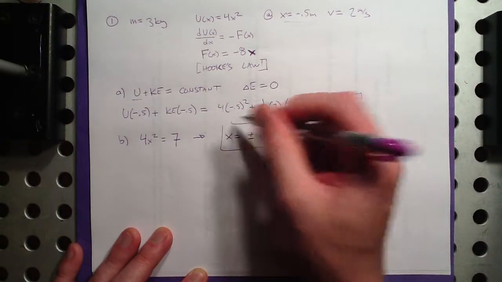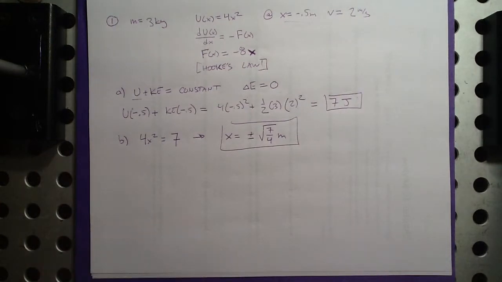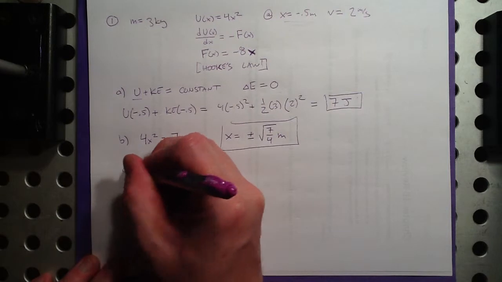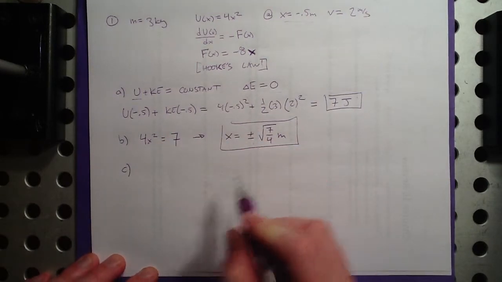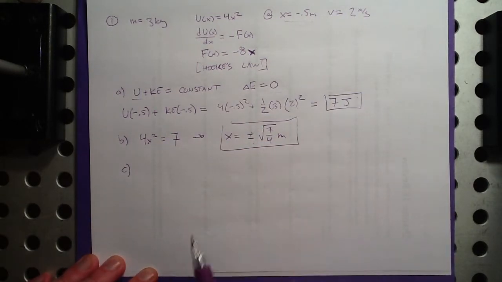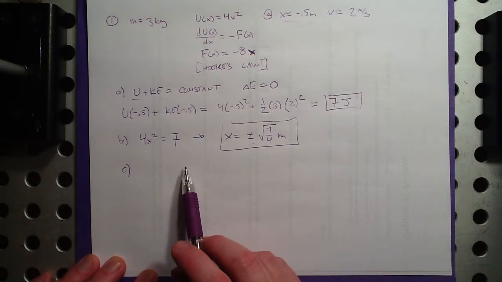And you can leave your answer like that. You can use your calculator, I think that's about 1.3 meters, whatever you like. Don't forget the plus or minus. They didn't say anything that distances could only be positive.